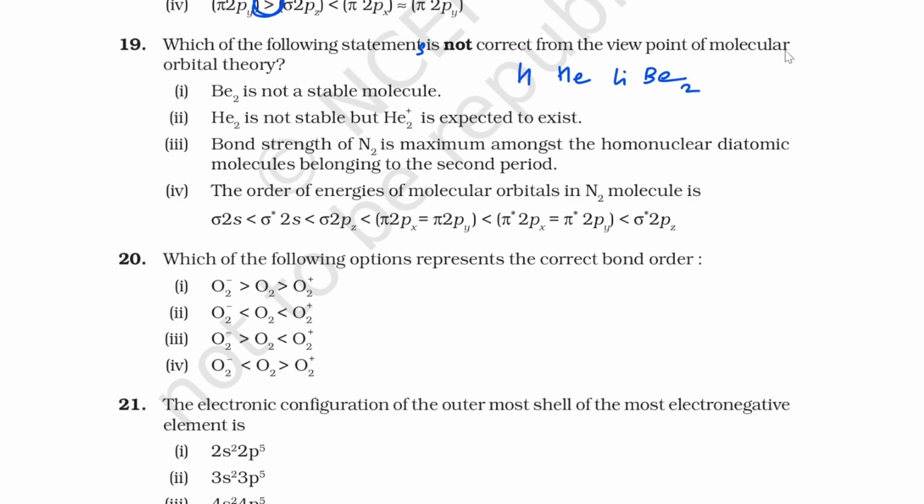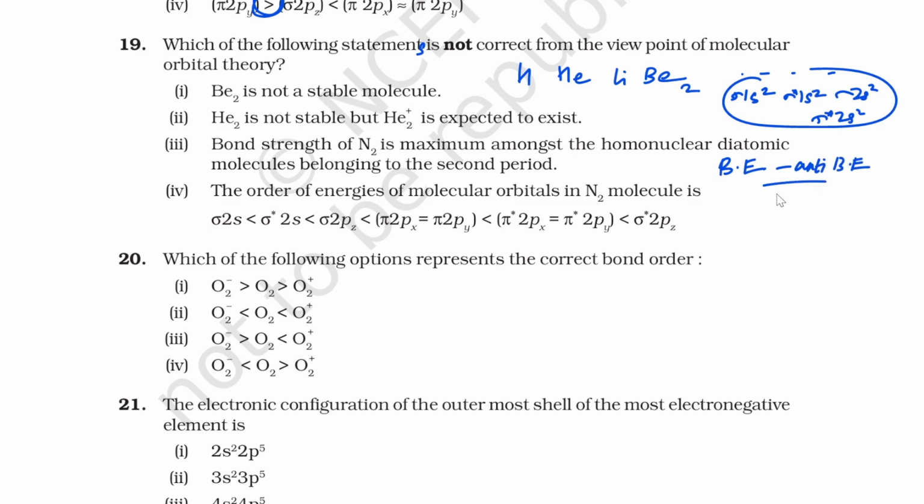So Be2 would basically be 8, right? 1s2, sigma star 1s2, sigma 2s2, sigma star 2s2, right? So here, if you can see that all the bonding electrons minus anti-bonding electrons by 2, which basically is the bond order, happens to be 0, right? 8 means 4 minus 4, 0. So it's not stable. Okay, that is correct.